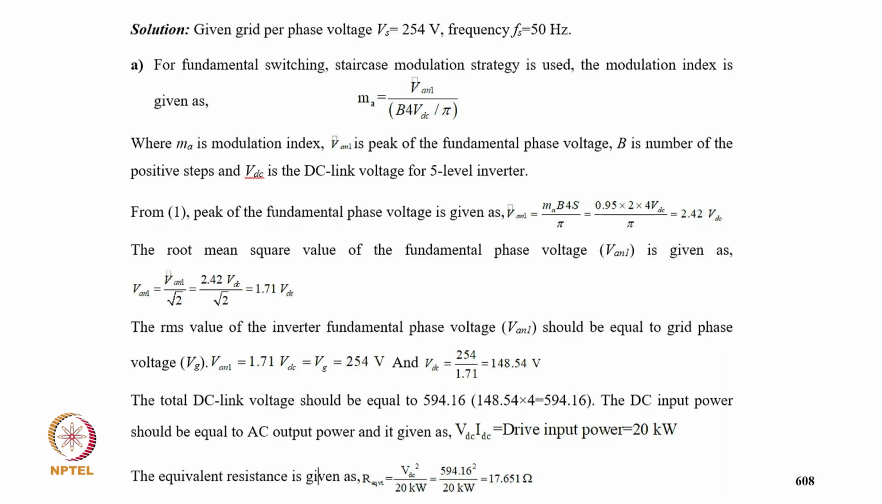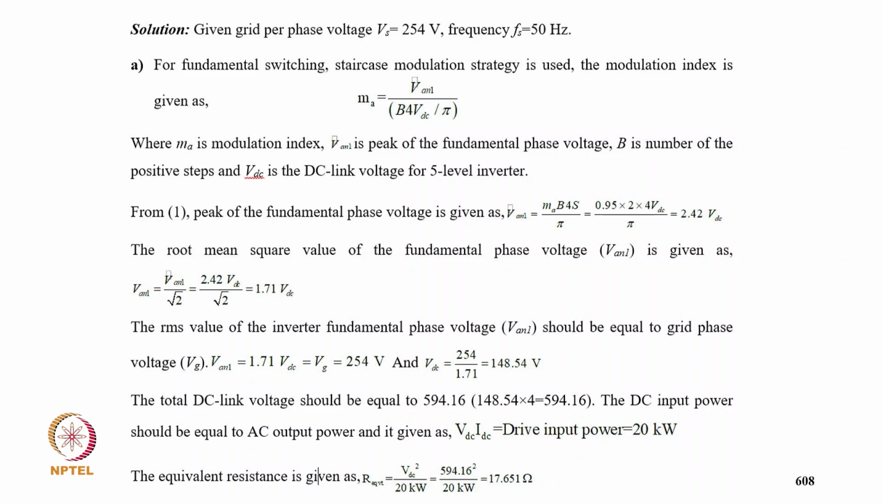So coming to grid voltage 254, 50 Hz, and the fundamental switching is MA equal to Vn upon 4 VDC upon 5. Where MA is equal to modulation, P equals the fundamental, B is the number of positive steps. So P fundamental, comes B converter, MA 4 VDC, it comes 2.4 VDC and root mean square. The fundamental is Vn1, Vn upon root 2, it comes 1.71 VDC, and the RMS value of inverter fundamental equal to Vn1 equal to 1.7 VDC.